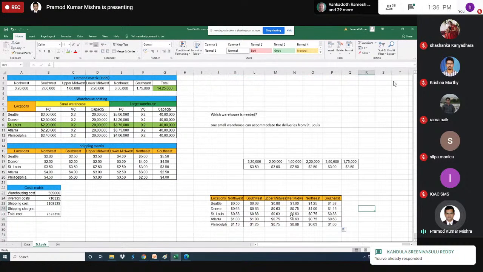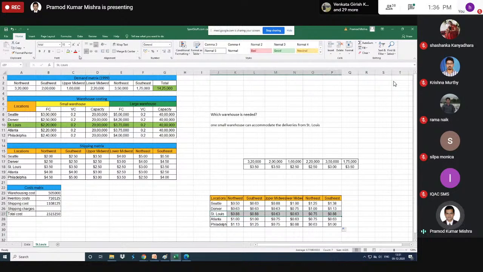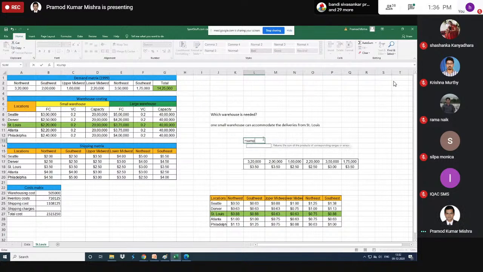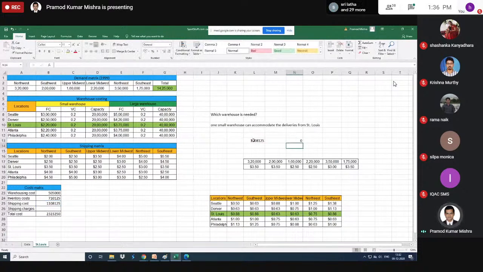Okay, so now this is our matrix, and this is the matrix for the demand. Now, if you take the sum product, you should get that value. Sum product of this demand fulfillment, comma, and St. Louis, if all the warehouses are located at this point, then you get this. Okay. Now, just to cross check, this value minus this value, you get 0, right?